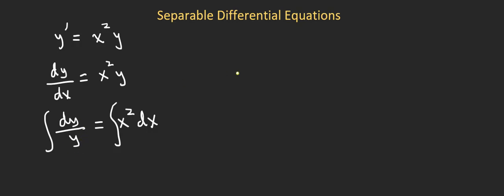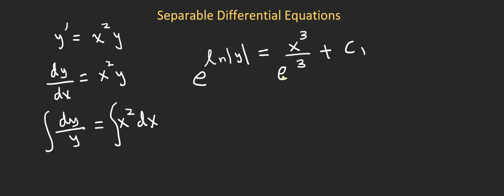So what's the integral of this? That's natural log of absolute value of y. And it becomes x cubed over 3 plus c1. Now how do you get rid of natural log? You have to change the base to e. So e and natural log cancel out. You get absolute value of y is e to the x cubed over 3 plus c1.